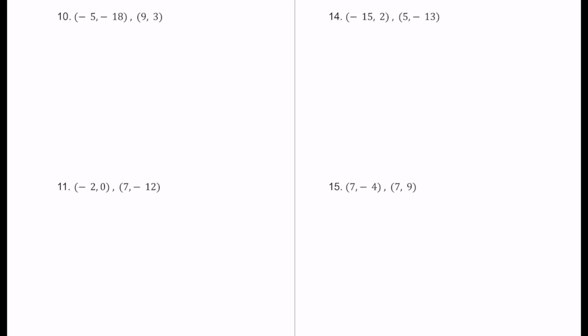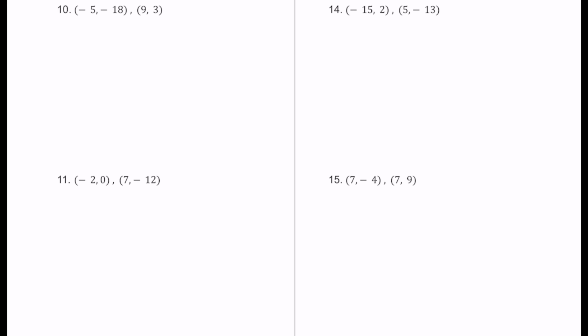For number 10, we have negative 5 comma negative 18 and 9 comma positive 3. Go ahead and label each of our points so we know where to plug things in. y2 is going to be 3, and we're going to take away y1, which looks like it is negative 18. That's going to be our numerator, and for the denominator, x2 is 9. And let's take away x1, which is negative 5.